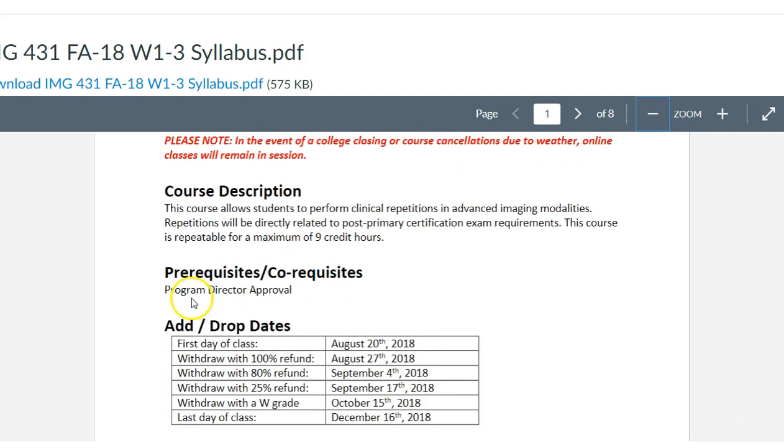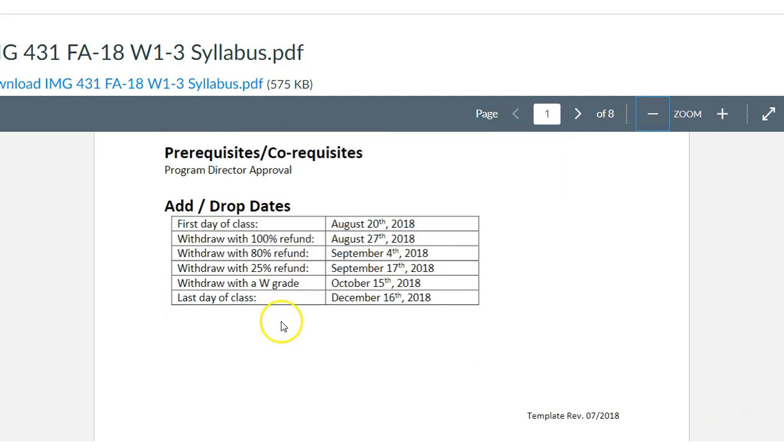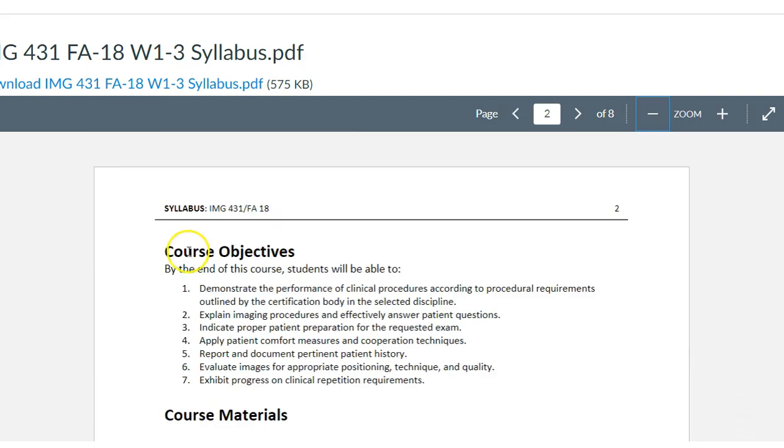Course description, prereqs, refund dates. So regardless of when you start the course, these are the refund dates that are in place. So just note that even if you don't start until October, these refund dates are still where they're at based on when this course actually opens up.